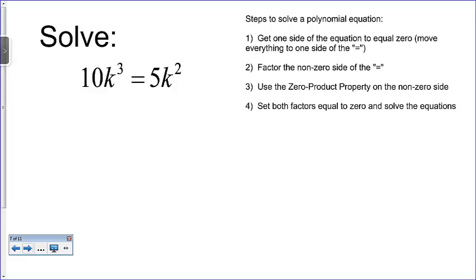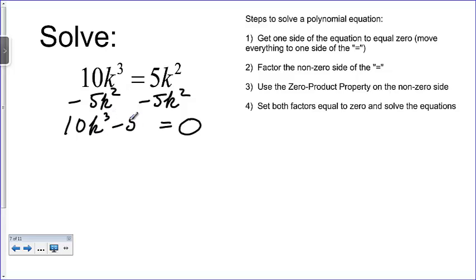Let's try this one: 10k cubed equals 5k squared. So should we move everything to the right or to the left? Now remember, you want the highest degree term to have a positive coefficient. So let's move the 5k squared over to the left. I get 0 on the right, and I get 10k cubed minus 5k squared. Now I've got to factor that left-hand side. That's step 2.